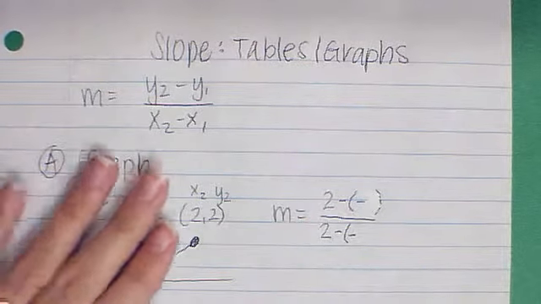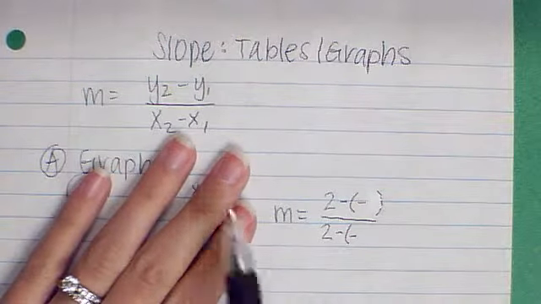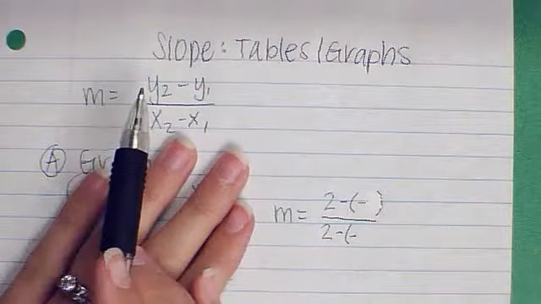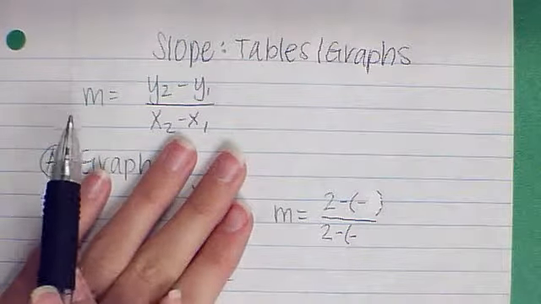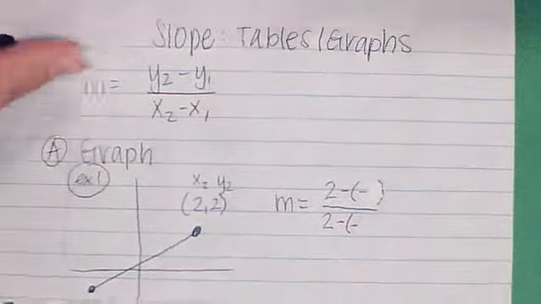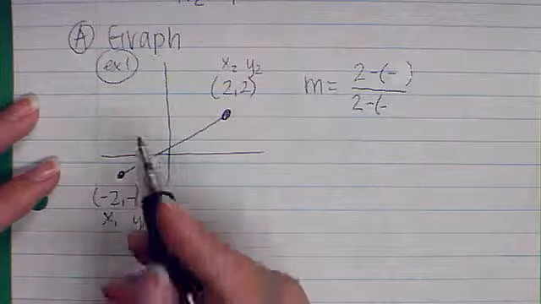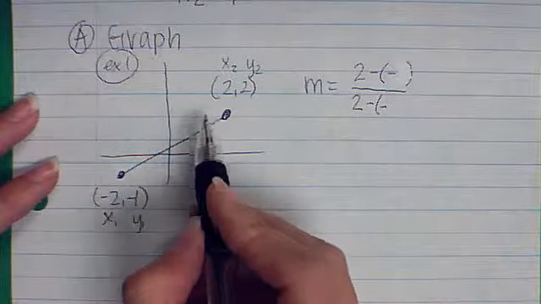Today in Algebra 1 we learned about slope as it relates to tables and graphs. First, we reviewed that the slope formula is y2 minus y1 over x2 minus x1, that we learned yesterday. Then we started talking about graphs. In particular, we started with this graph here that has the points -2, -1, and 2, 2.